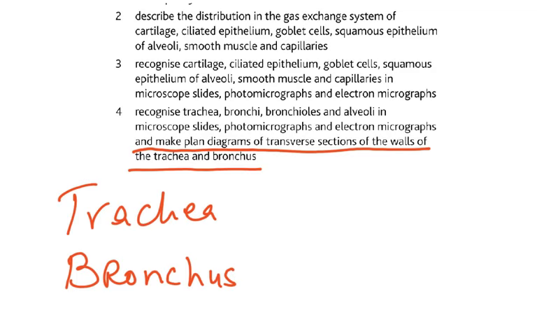The syllabus has mentioned what you are supposed to know the plan drawing of. Describe the distribution of the gas exchange system of the cartilage, epithelium, goblet cells, squamous epithelium, alveoli, smooth muscle. Recognize cartilage, ciliated epithelium, goblet cells, squamous epithelium of alveoli, smooth muscle, and capillaries in microscope slides, photomicrographs, and electron micrographs. Then the important thing is recognize trachea, bronchi, bronchioles, and alveoli in microscope slides, photomicrographs, and electron micrographs, and make plan drawings of transverse sections of the wall of the trachea and bronchus. So plan drawing can only come of the trachea and the bronchus.